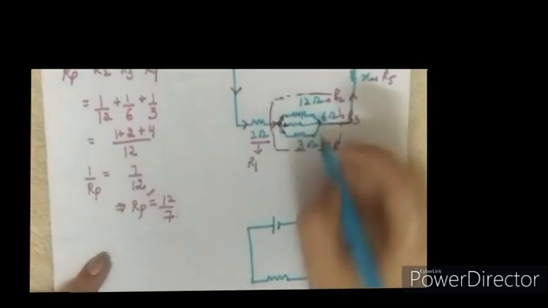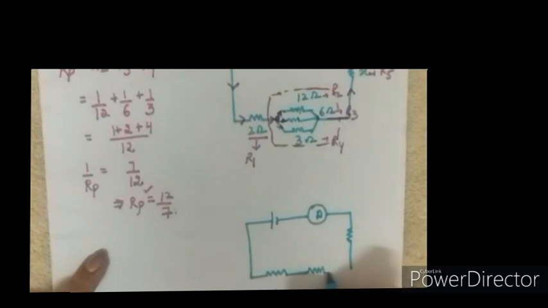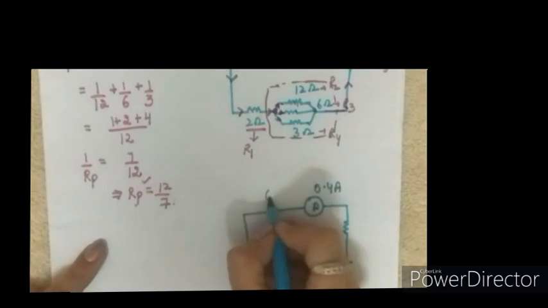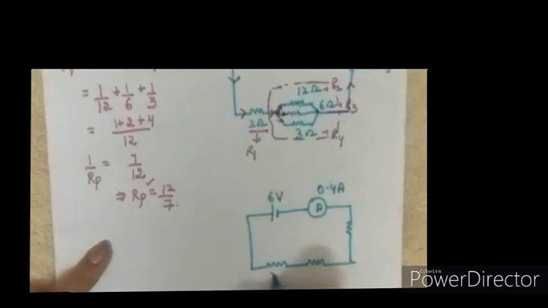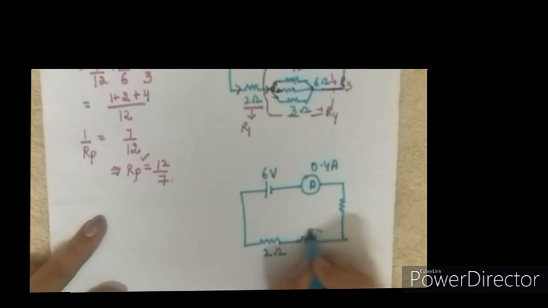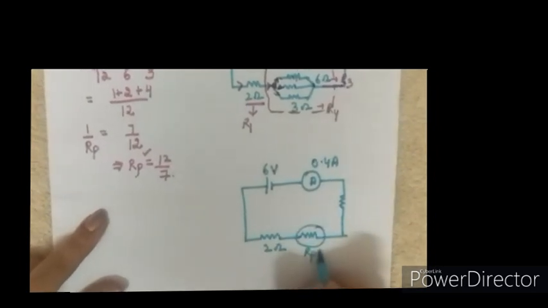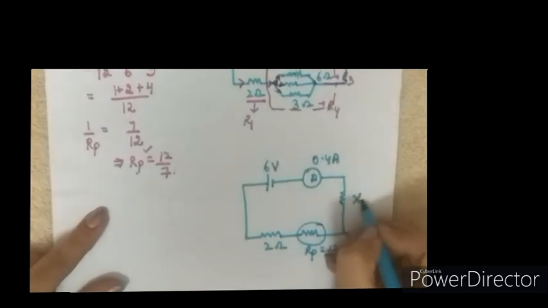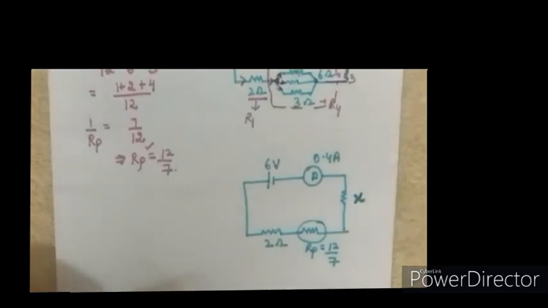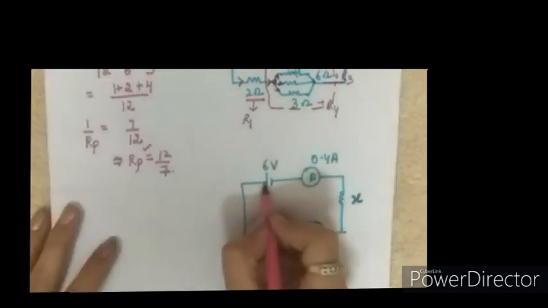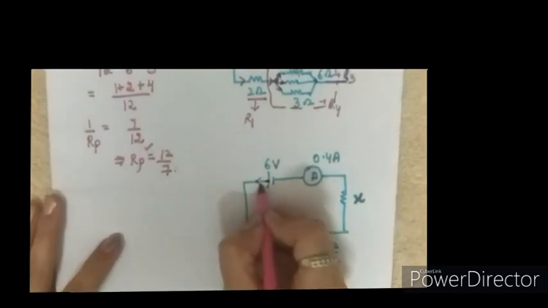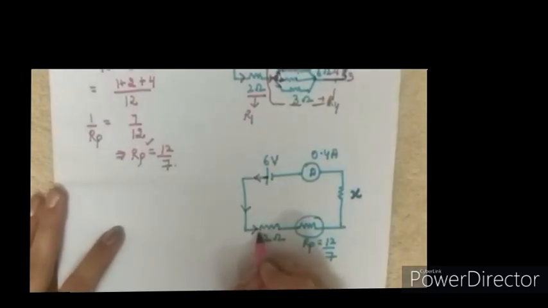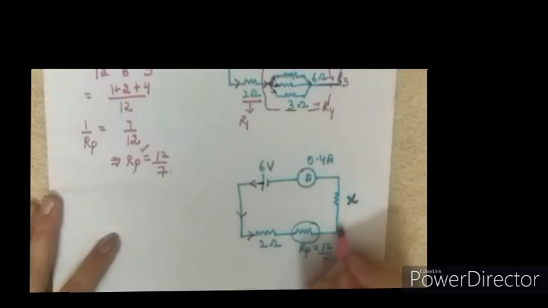Now these 3 resistors act as one. Current across the circuit is 0.4 A and potential difference is 6 volt. This resistance is 2 ohms and this Rp is equal to 12 upon 7. Now we need to find the value of this resistor. Again, the current conventionally passes from the positive terminal of the battery to the negative. So here you can see the current remains the same across the circuit.